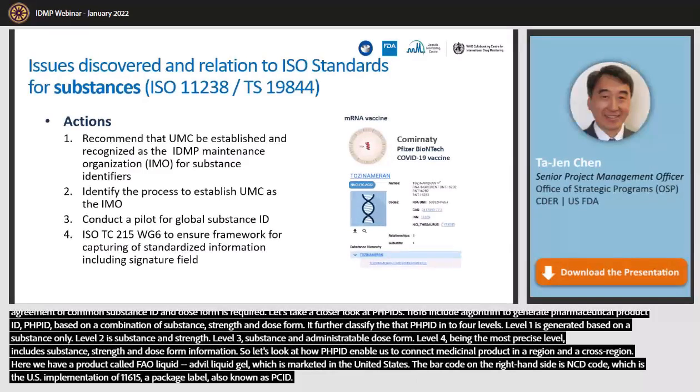And also the working group needs to identify the process to support UMC as IMO and to conduct a pilot to map global substance ID with regional substance ID. Also work with the ISO TC215 working group to ensure the framework of capture of standardized information, including the minimum data set to uniquely identify substances, will support these global substance ID activities.